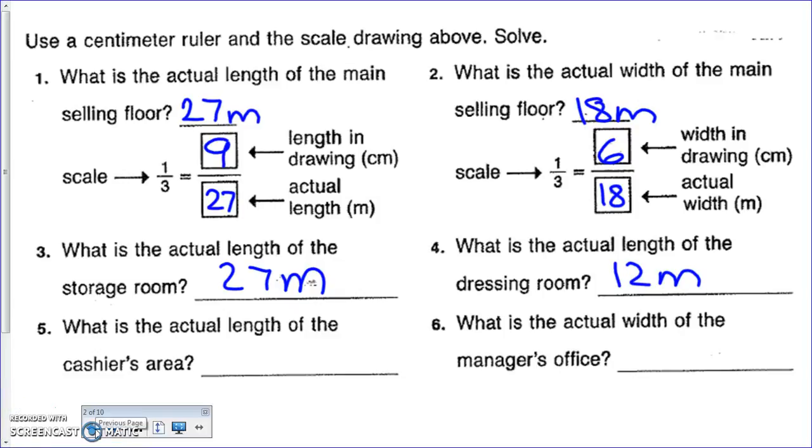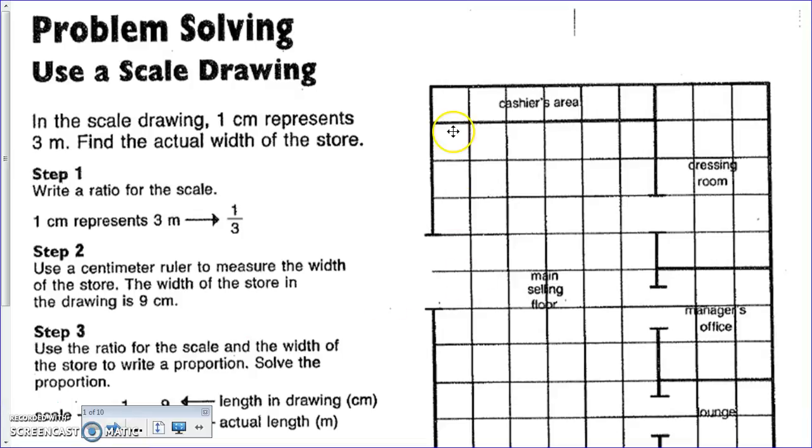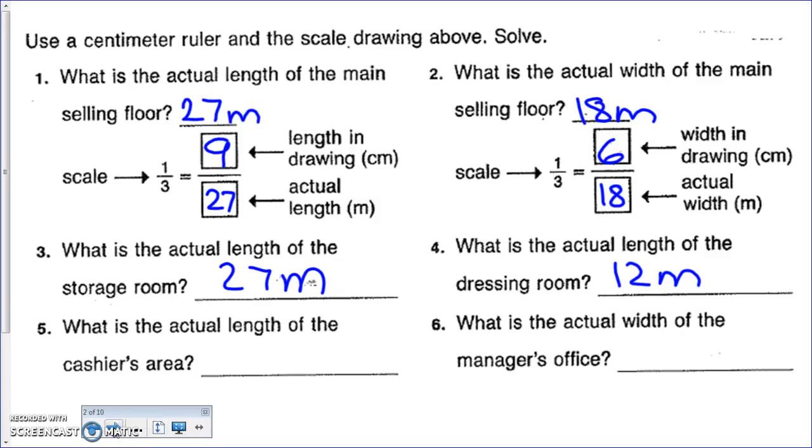Five, what is the actual length of the cashier's area? So we're going to go back, and again we count the long side. So 1, 2, 3, 4, 5, 6 centimeters in the drawing. We multiply that by 3 to get 18 meters.